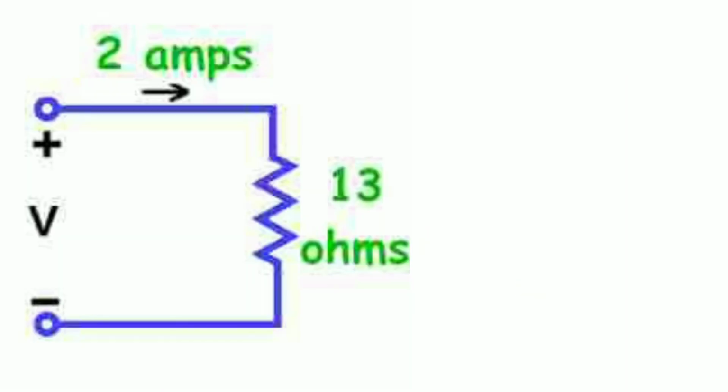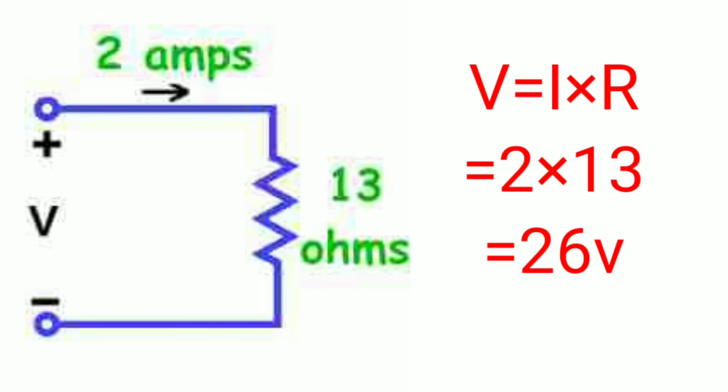So 3 ohm. Now taking another example, here you can see the circuit whose resistance is 13 ohm and the current flowing is 2 ampere, and you have to find out the voltage. So as we know, the formula of the voltage is V equal to I into R. So the I here is 2 ampere and R is 13 ohm. Now I into R, 2 ampere into 13 ohm is equal to 26 volt. So here we can say our voltage is 26 volt.